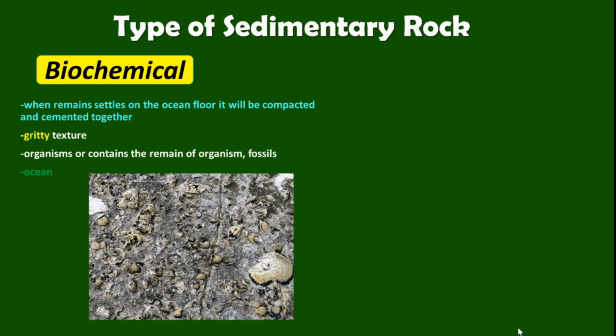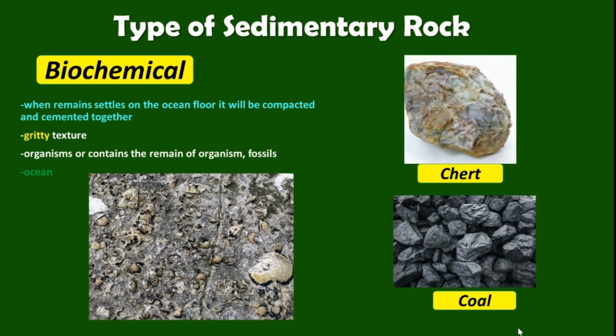Some microscopic ocean organisms make their shells by removing silicon and oxygen from seawater. When these organisms die and settle on the ocean floor, compaction and cementation turns this sediment into the sedimentary rock chert. Coal is another type of biochemical sedimentary rock. It is composed of the remains of plants and animals. Over time, these organic remains were buried. Burial led to compression, which eventually changed the remains into a sedimentary rock.